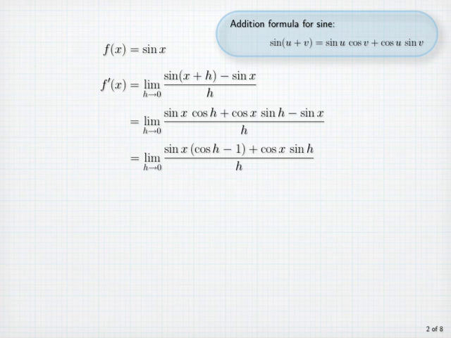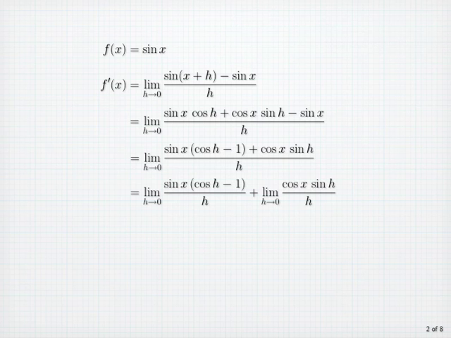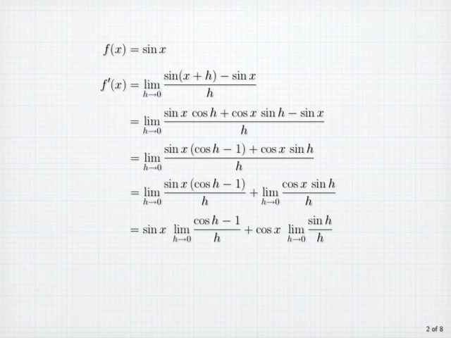Now we factor sine x from the first and last terms in the numerator, break the fraction up into two terms, and then bring sine x and cosine x outside of the limits since those factors are independent of h. But now we notice two familiar limits. The limit as h goes to 0 of cosine h minus 1 over h, we recall, equals 0. And the limit as h goes to 0 of sine h over h, we'll recall, equals 1. So the derivative of sine x turns out, in fact, to be cosine x.